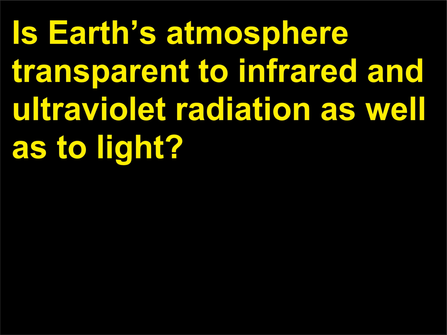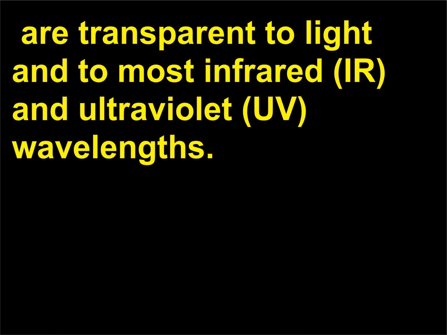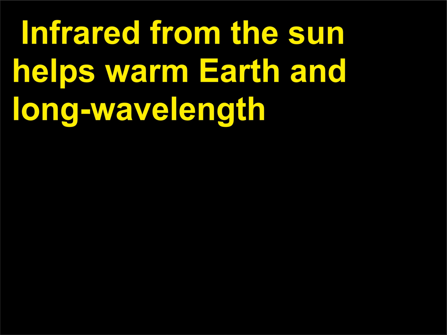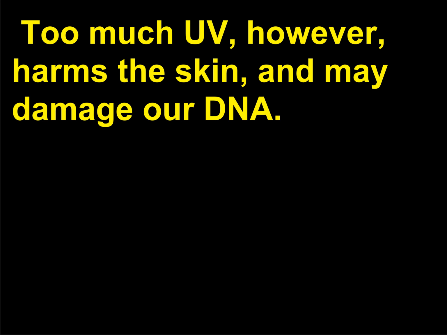Is Earth's atmosphere transparent to infrared and ultraviolet radiation as well as to light? Oxygen and nitrogen, the two principal components of our atmosphere, are transparent to light and to most infrared, IR, and ultraviolet, UV, wavelengths. Infrared from the sun helps warm Earth. Long wavelength ultraviolet is necessary for our bodies to produce vitamin D. Too much UV, however, harms the skin, and may damage our DNA.